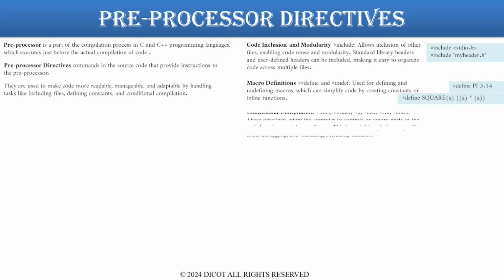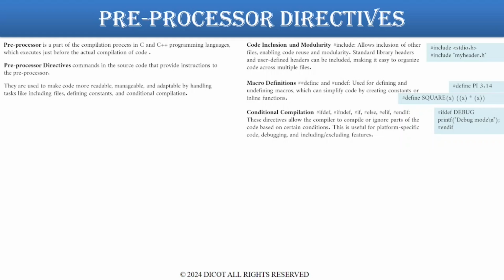Conditional compilation. #ifdef, #ifndef, #if, #else, #elif, #endif. These directives allow the compiler to compile or ignore parts of the code based on certain conditions. This is useful for platform-specific code, debugging, and including or excluding features. Example: #ifdef DEBUG, printf debug mode, #endif. Here, the debug mode will be printed if the macro DEBUG is defined, otherwise not.